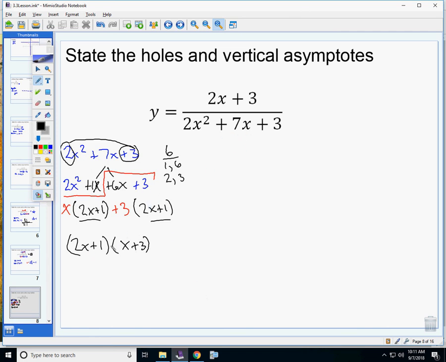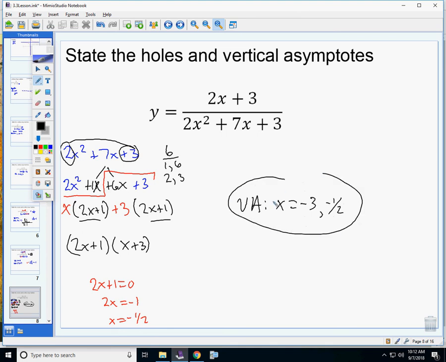So notice that 2x plus 1, x plus 3, they're not the same as the factor on top, which means they're both vertical asymptotes. So out of this second case, that's easy, it's negative 3. Out of this other case, 2x plus 1 equals 0, you would subtract the 1 and divide by the 2. So you get that x is negative 1/2. So we have two vertical asymptotes at negative 3 and negative 1/2.